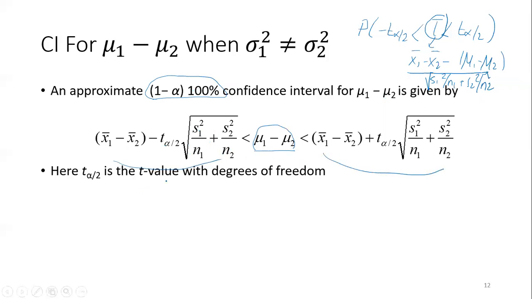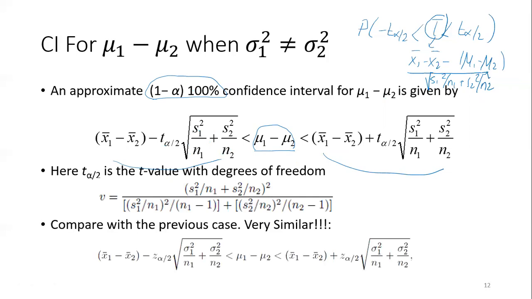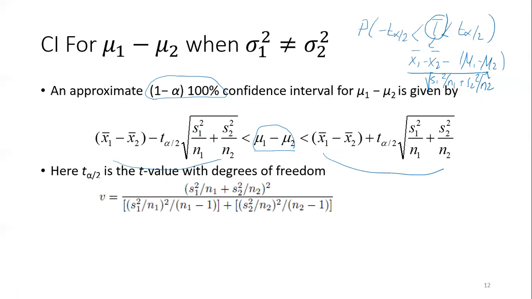As you might see, this is very similar to the earlier case. Before getting into that, what is the degrees of freedom? That's a bit of a messy, weird formula, but this is what we have. It is s1 squared divided by n1 plus s2 squared divided by n2, all squared, divided by s1 squared over n1 squared over n1 minus 1, and so on. This is the degrees of freedom, but you don't have to memorize it.